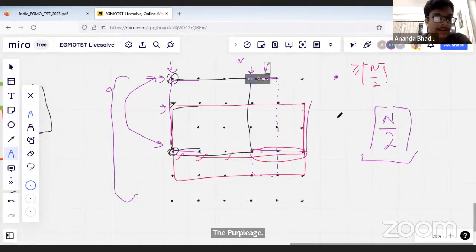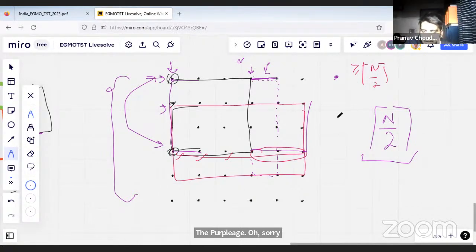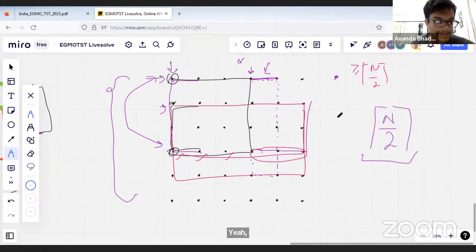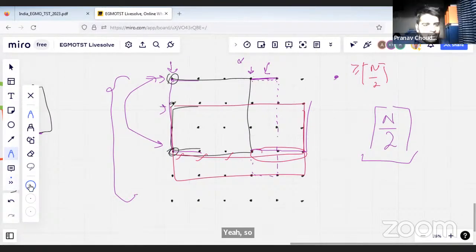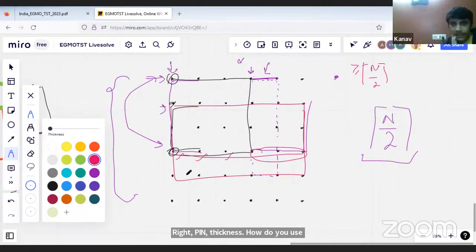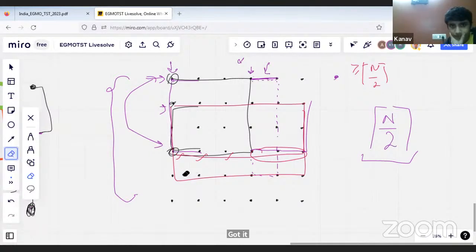Oh, but sorry, can you mark that? Purple edge? Also, Ananda, advice: reduce pen thickness. Yeah, so by pen thickness, how do I reduce it? Oh, like when you change the color? Yeah. Got it. So the square might come in like this.